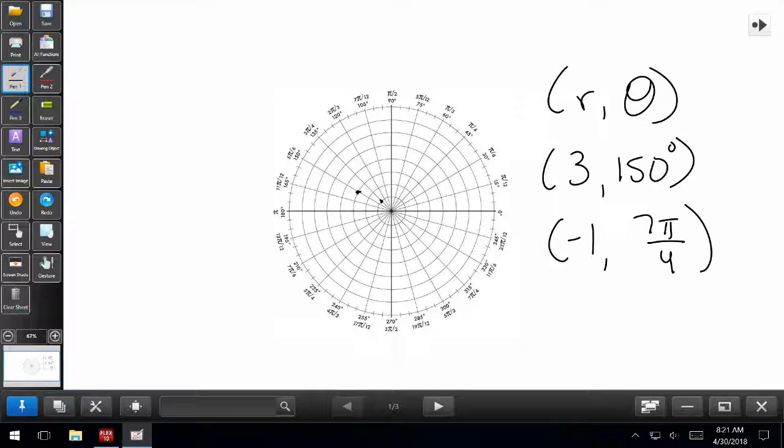Y'all remember how to do that? If this had been negative, you would have found the angle first and then applied that. Always find the angle first and then the ring. Is everybody good?